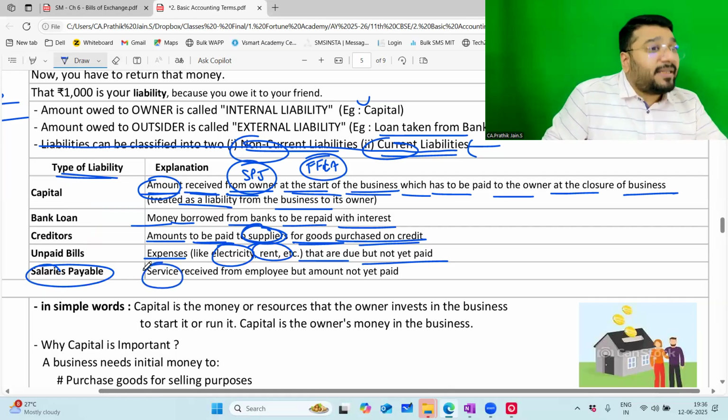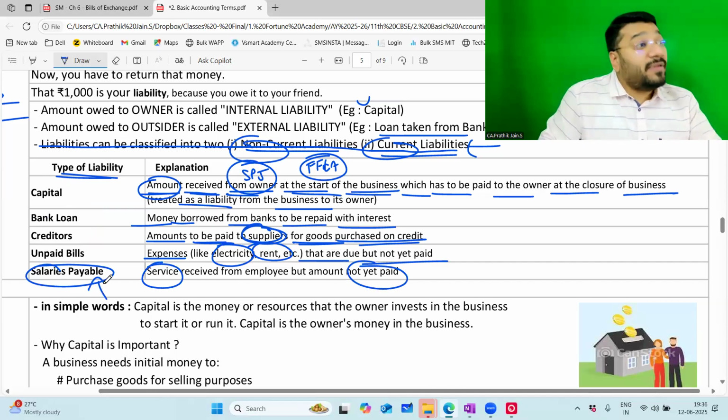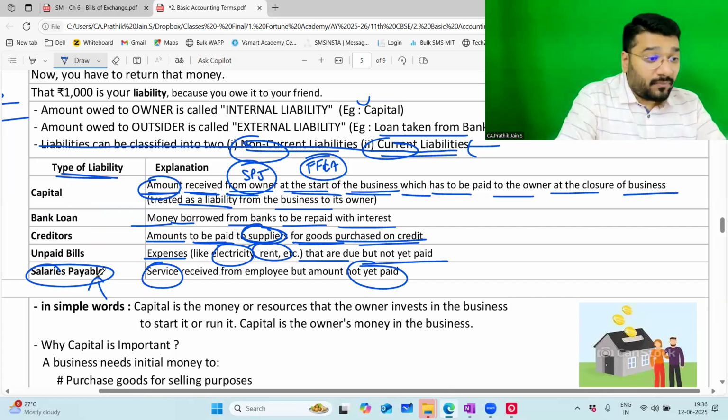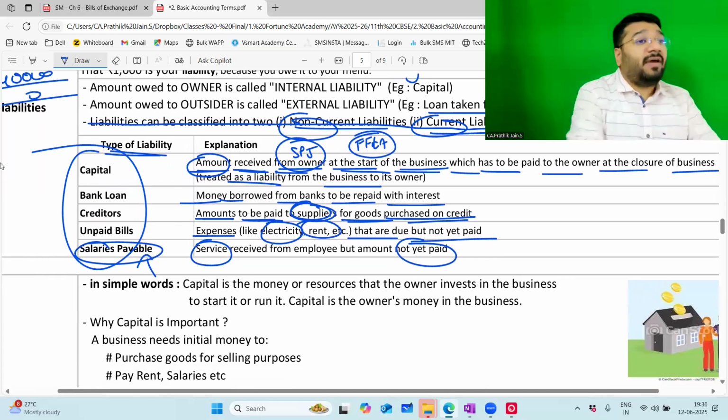Salary, I have a staff, all of you know. From that staff, last month I got a service, but I did not make the payment. So this salary payable is my liability. So I'll record on which side to remember to pay her? Liability side. So anything that I have to pay to somebody in future, to remember that, where will I capture that information? On the liability side. Any difficulty? Now all this we are yet to discuss in detail, one by one.